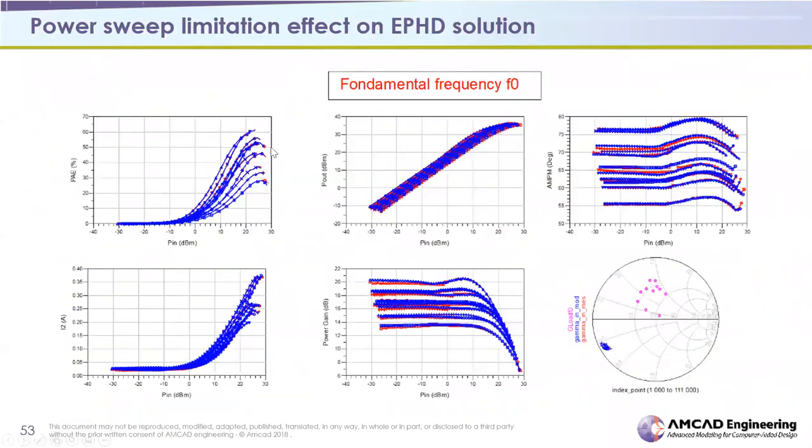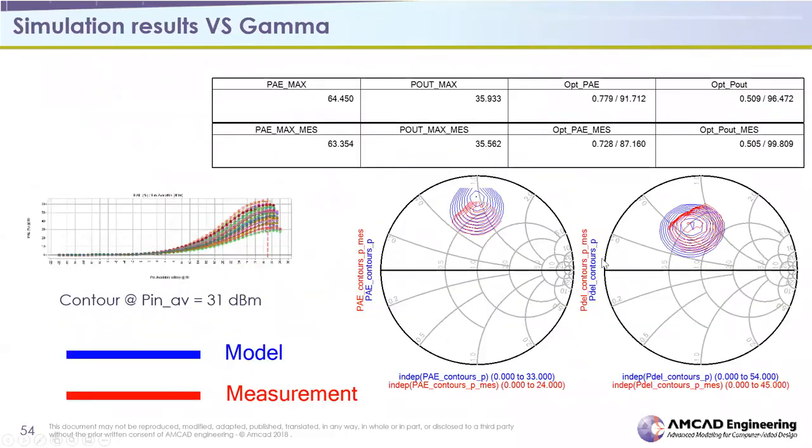Now this is the type of result you can expect with the model, where for different impedances we are doing a power sweep, and we are able to get a good agreement for all the impedances. One thing that is important is that our model still converges even outside the region where we did our measurement. In red are the measurements, and in blue is the model. And we can see that the model is still converging even outside the region where we did the measurement. And this is quite important.